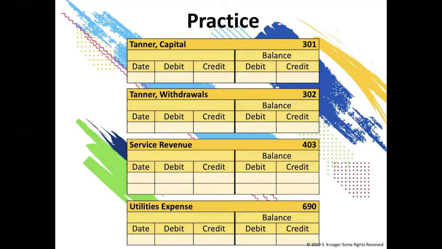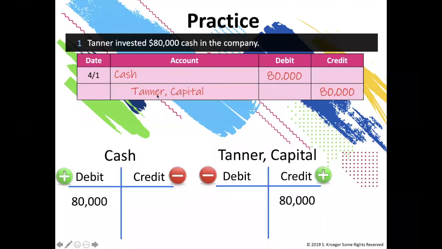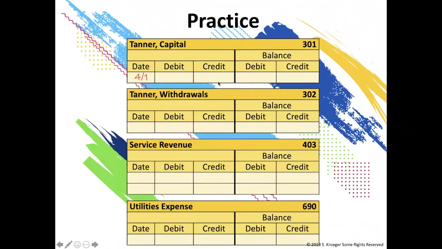There's only one entry. Take a look in your journal to find that one entry. The only time we used the capital account came from April 1st. It was a credit of $80,000. Let's put this credit in the ledger next. The date was on the 1st. It was a credit of 80,000. Therefore, my balance is a credit of 80,000.